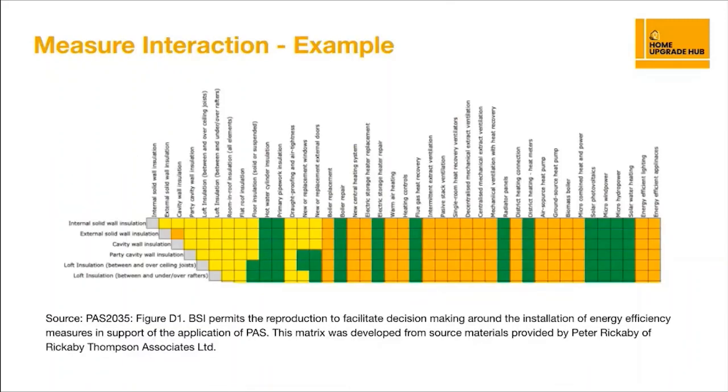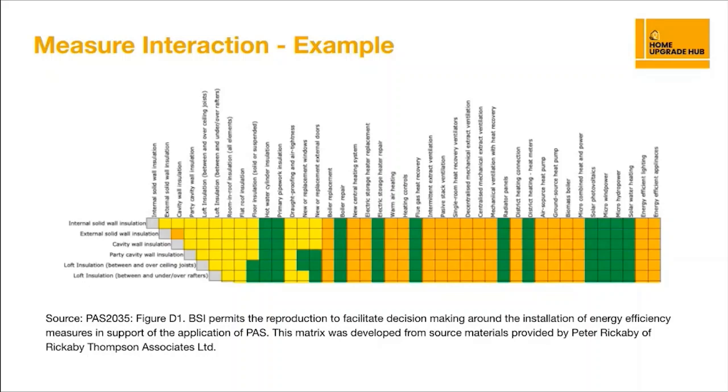Okay, so this slide here shows the measure interaction matrix, which is a really useful annex to PAS 2035. And it basically shows you the interactions between different measures. So this is just showing you the first few lines. It's actually a bigger table in reality. So what we've got is it shows where we've got 2 measures coming together.